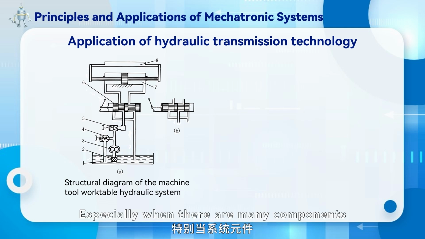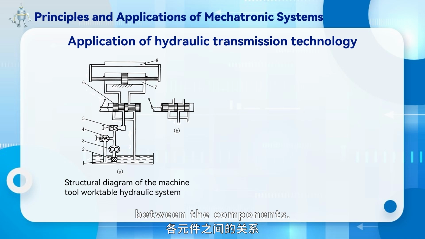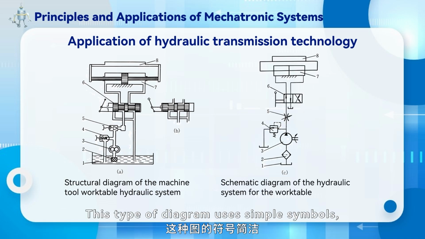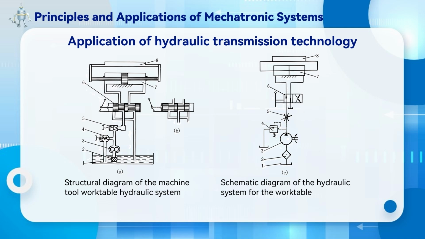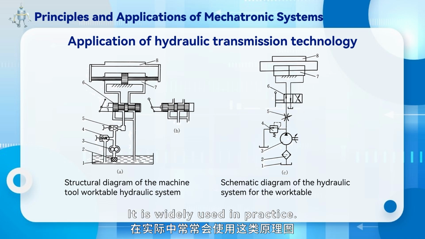Especially when there are many components in the system, it becomes harder to identify details and clearly express the relationships between the components. The right diagram is the hydraulic circuit diagram. This type of diagram uses simple symbols, is easy to draw, and clearly represents the working process of the hydraulic system. It is widely used in practice.